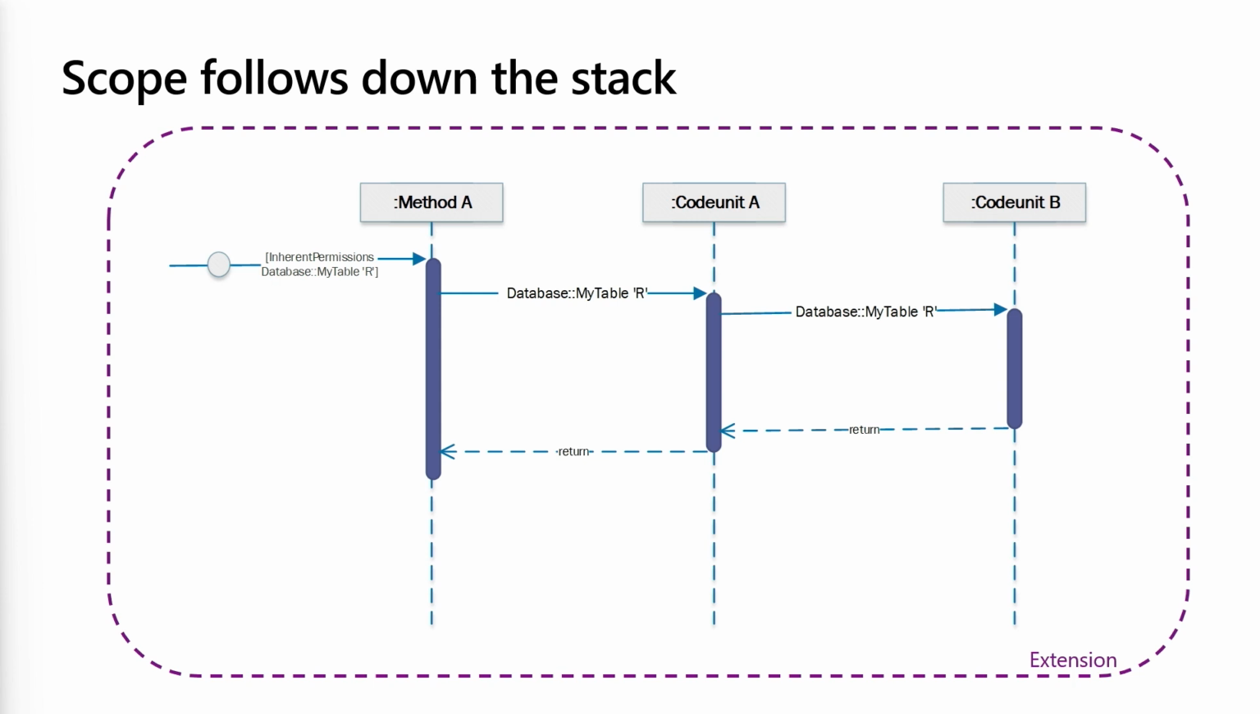So how does this internally work? How is it implemented in the platform? In this diagram, we can see a call stack of a procedure A that invokes a procedure from code unit A that invokes a procedure from another code unit B. Since the method A has inherent permissions attribute declared on top of it, all the methods that are invoked within that method will get the additional permissions assigned.